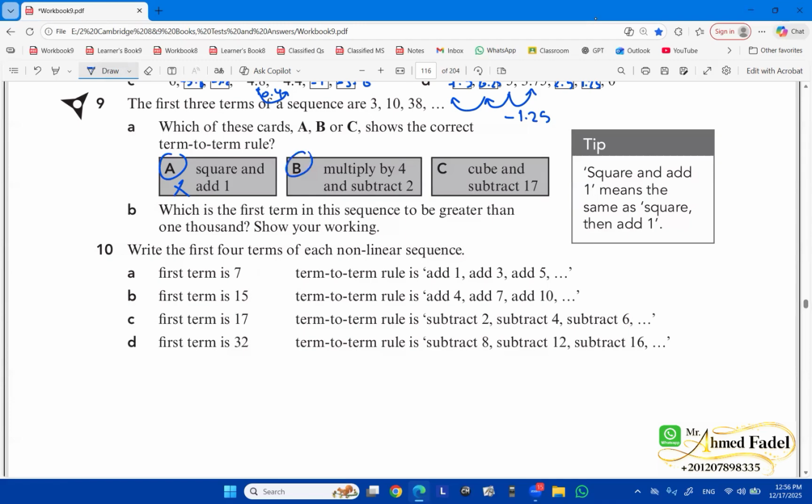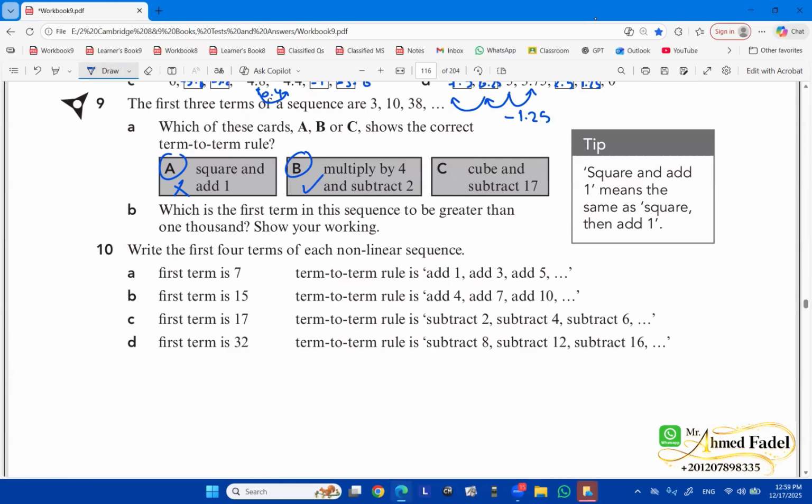And even if you try the third card, you're going to find that it's not going to work. 3 cubed is 27. Minus 17 is going to be 10. Yes, but if you try it with the 10, it will not be 38. 10 cubed is 1,000. 1,000 minus 17 definitely is not going to give you 38.